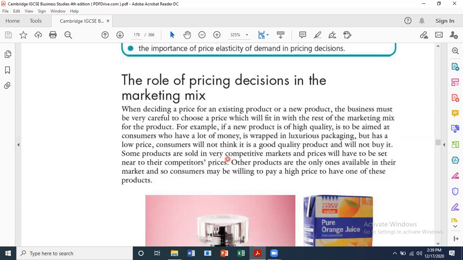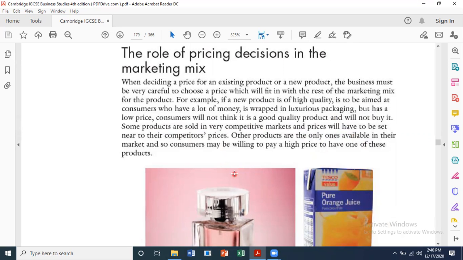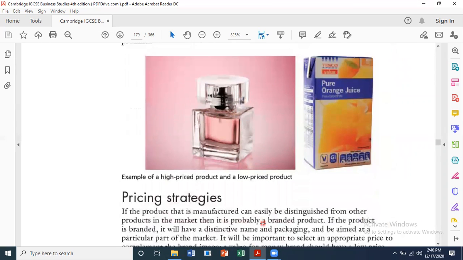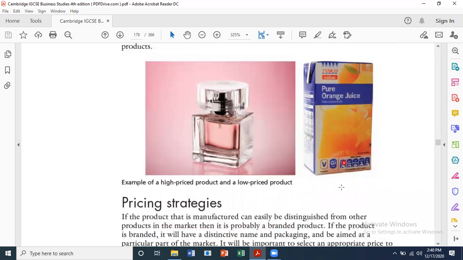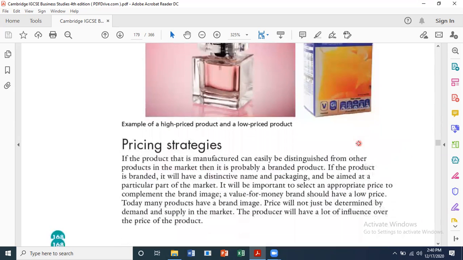Some products are sold in very competitive markets and price will have to be set near to their competitors' price. Other products are the only one available in their markets and so consumers may be willing to pay a high price to have one of these products. Okay, so all exotic chocolates and perfumes, we know that they're supposed to be wrapped up in expensive packaging. Otherwise, consumers are not going to buy. On the other hand, it is all right if it's a regular packaging with FMCG products, fast moving consumer goods, daily use items.